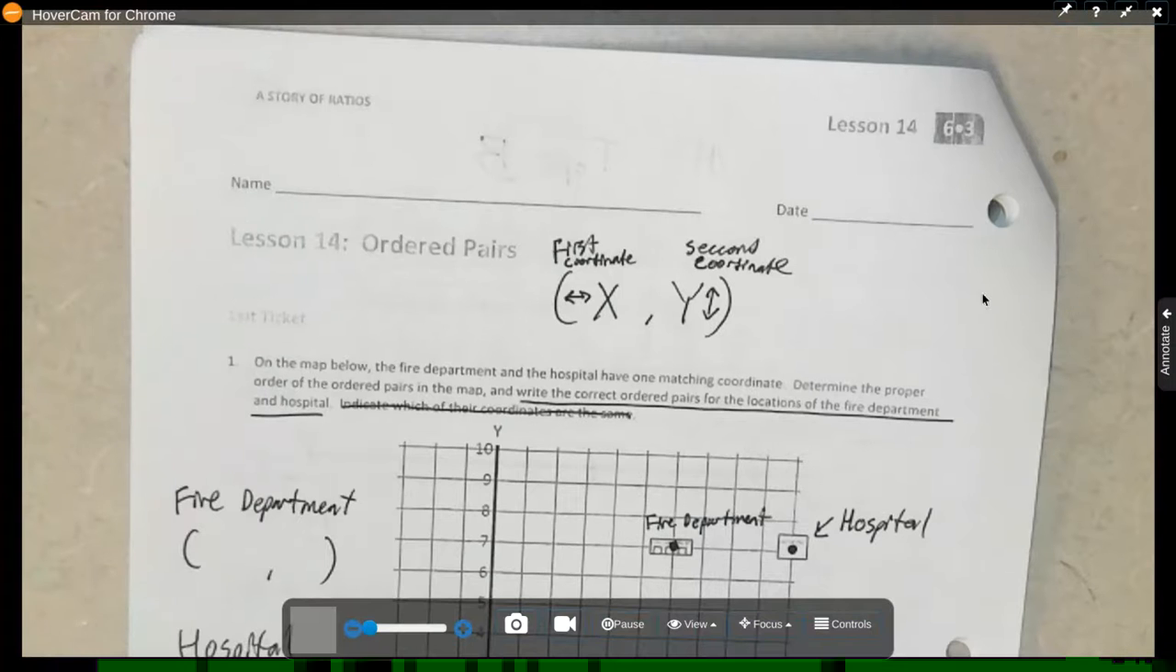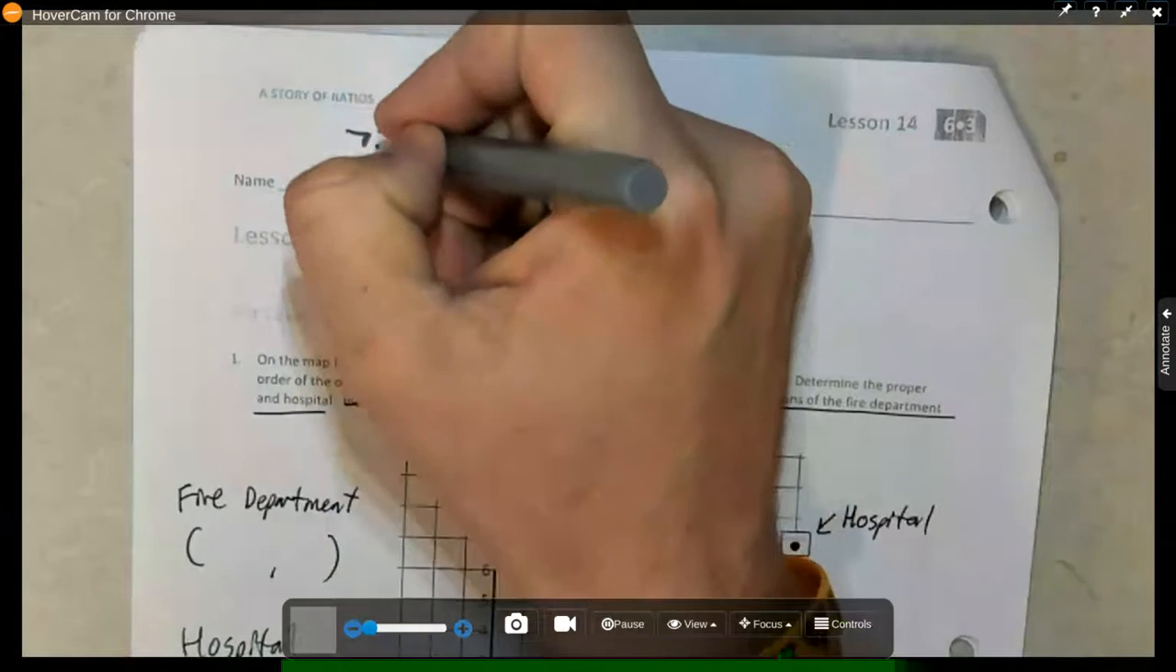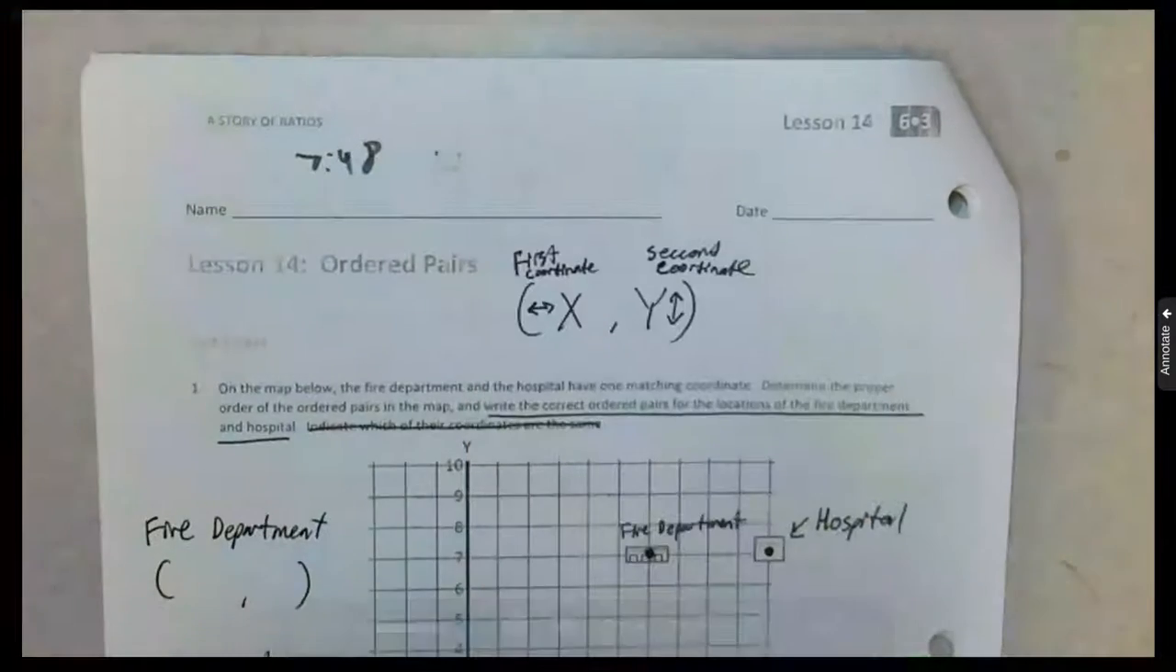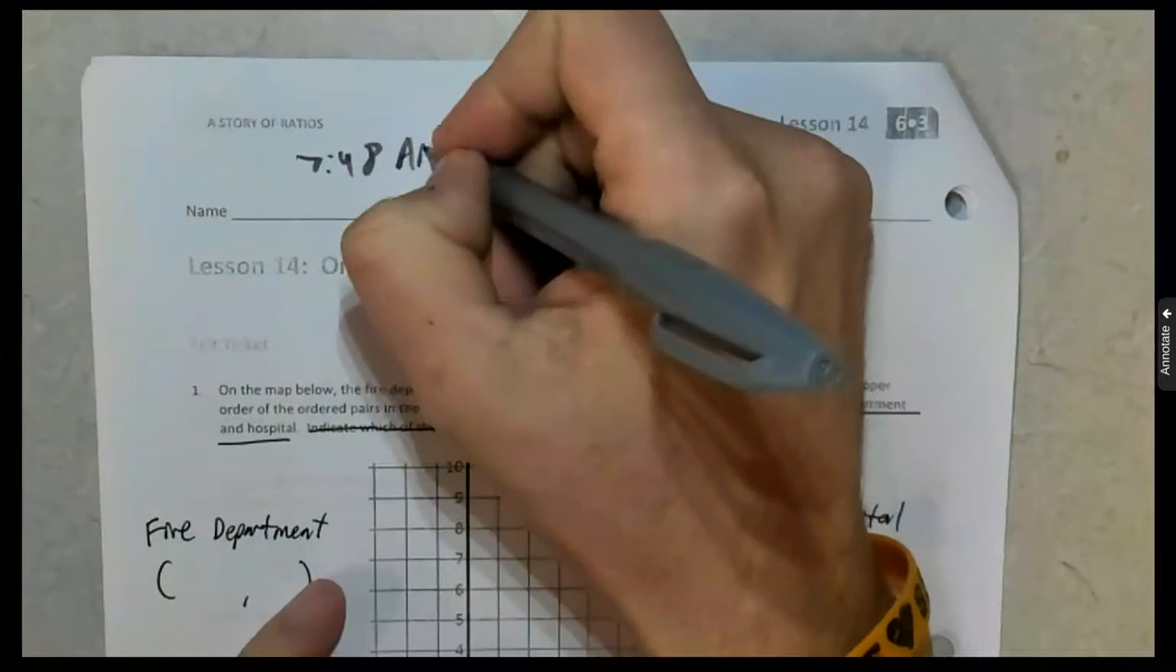All right. Good morning, sixth graders. The time is, what time is it? It is 7:48 a.m., of course.